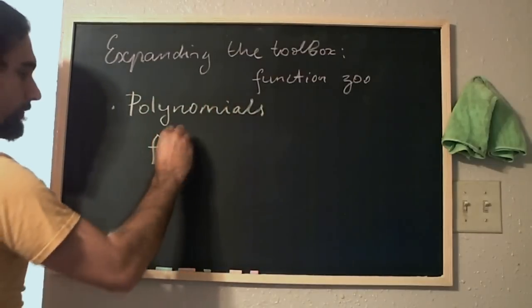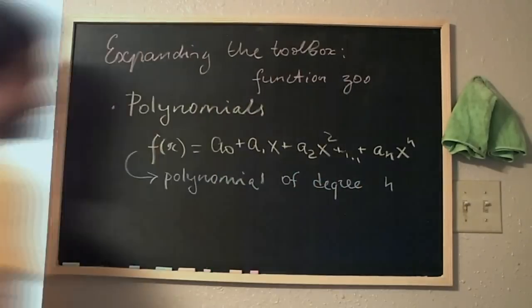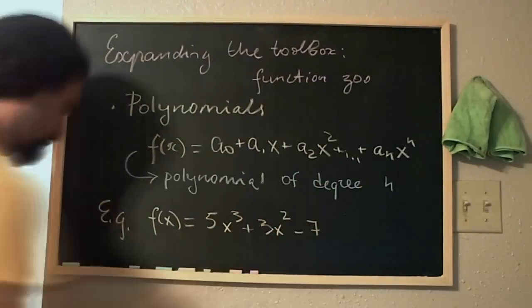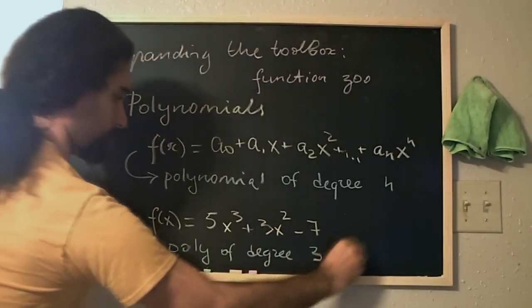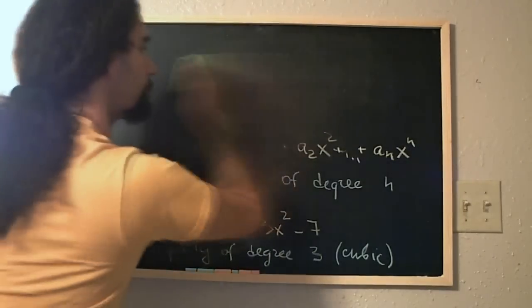The most popular kind of function which you will see often in applications are polynomials. These are just powers of x multiplied by some constants and summed together. For instance, 5x cubed plus 3x squared minus 7 is a polynomial of degree 3. Notice that the term of degree 1 is missing, which means that the coefficient of that term is 0.